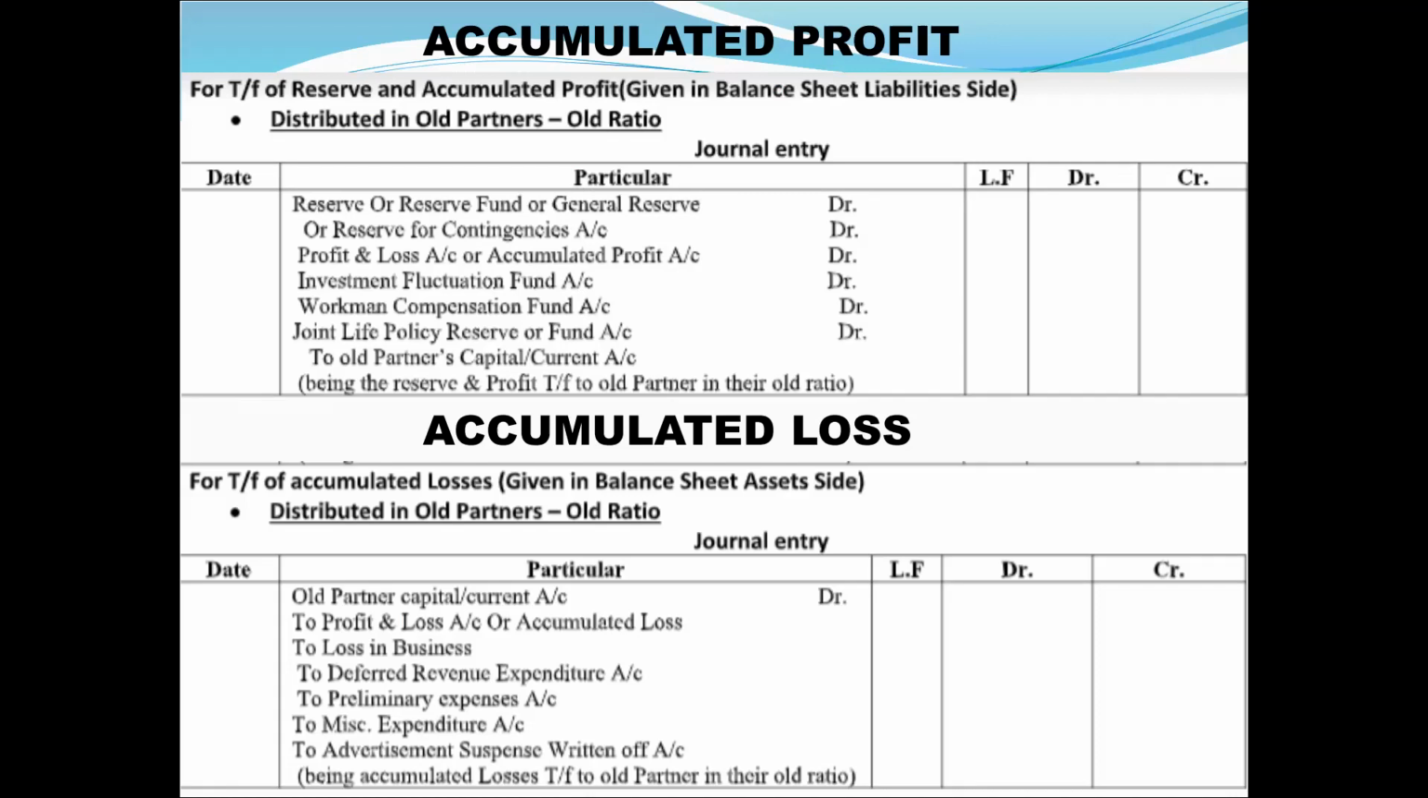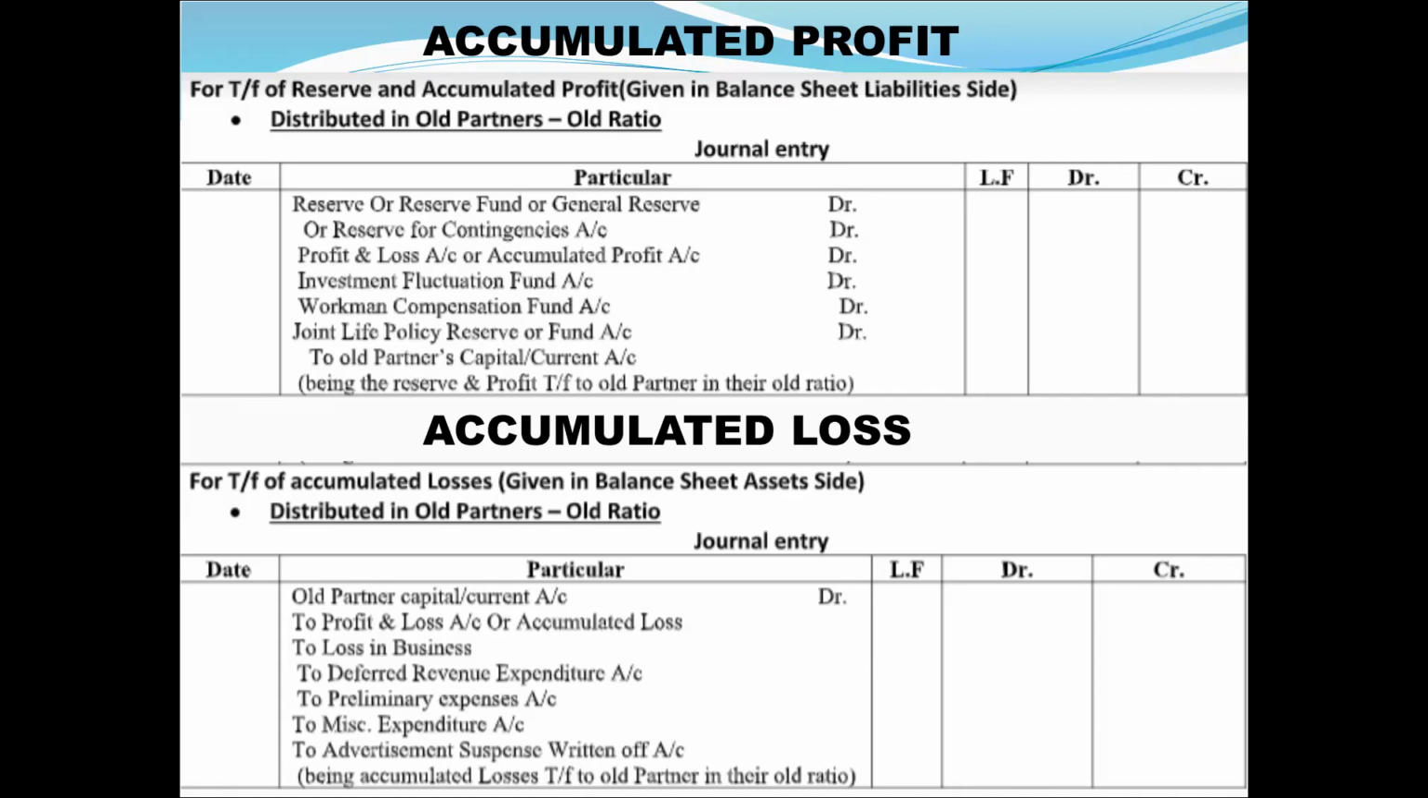Accumulated loss. Just now I told you what accumulated profit means. Accumulated loss is the negative version. When you are not ready to meet your dividend, that is called accumulated loss: insufficient balance of dividend.